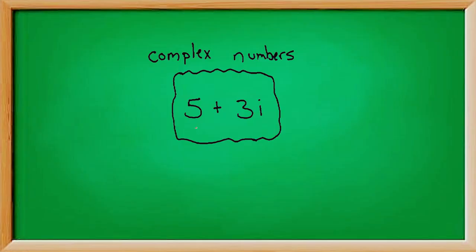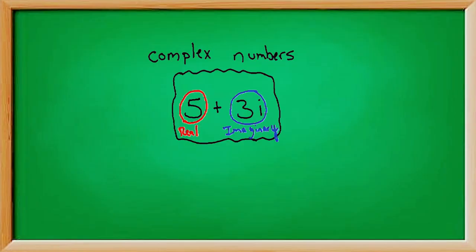In this video, we're going to talk about complex numbers. What is a complex number? A complex number consists of a real part and an imaginary part. So let's take a look at this example: 5 plus 3i. We have this real number 5, which is the real part of the complex number, and we also have the imaginary number 3i, which is the imaginary part of this complex number. So this number 5 plus 3i is what a typical complex number looks like.